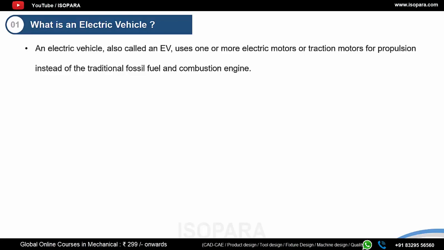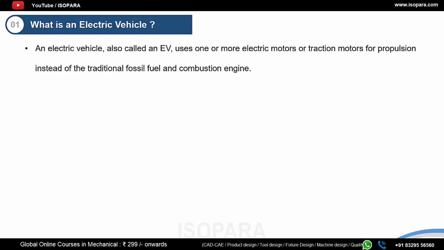Basically, there are two key elements of any type of vehicle. The first is the source of energy, and the second is the driving unit, like the engine. For our conventional vehicles, the source of energy is either petrol or diesel. It burns and produces power from that fuel, and the driving unit is the engine, which converts that fuel into mechanical motion and moves our car. Now, just remember these two key elements of any vehicle: the source of energy and the driving unit.